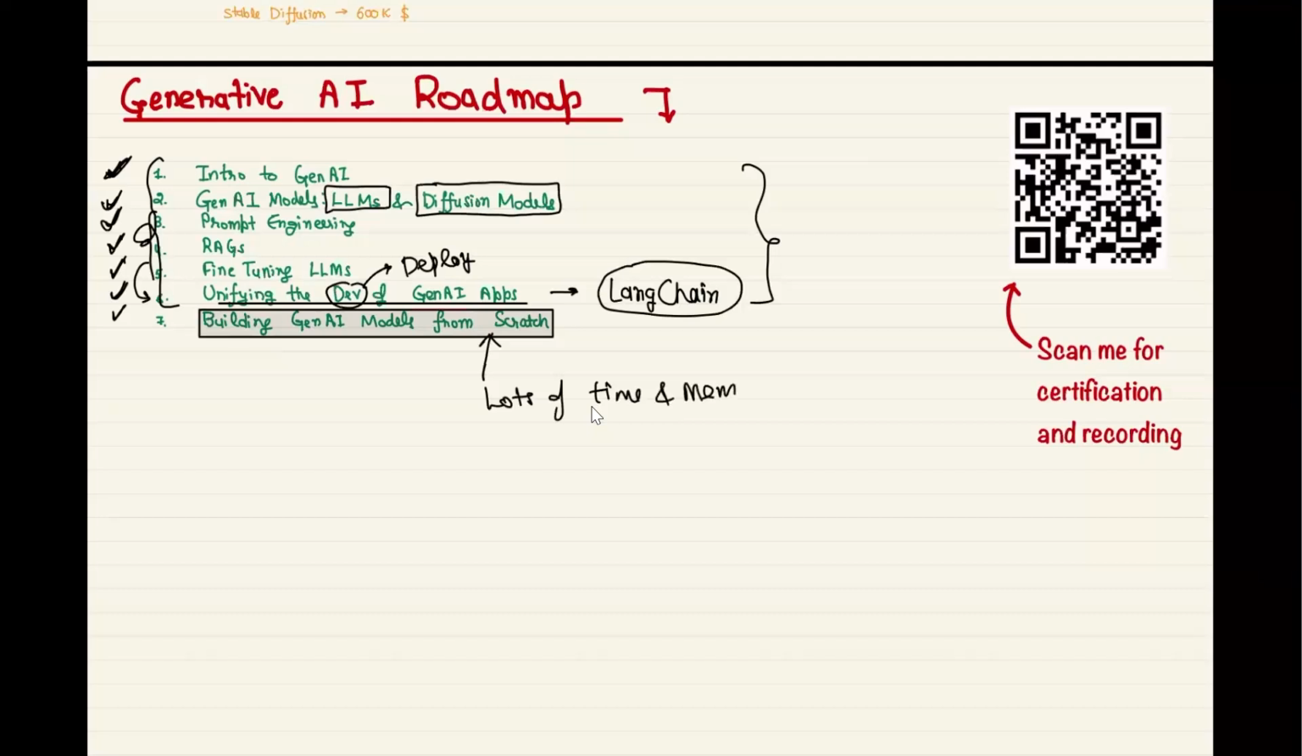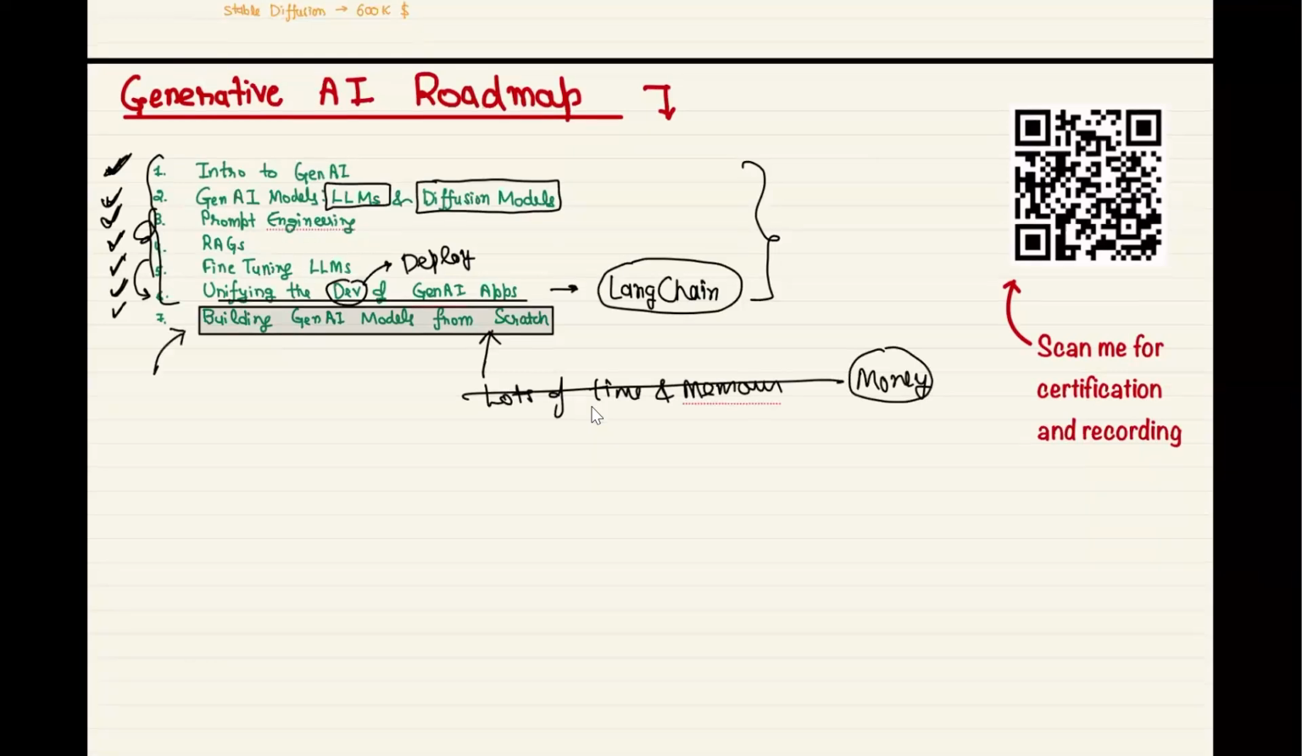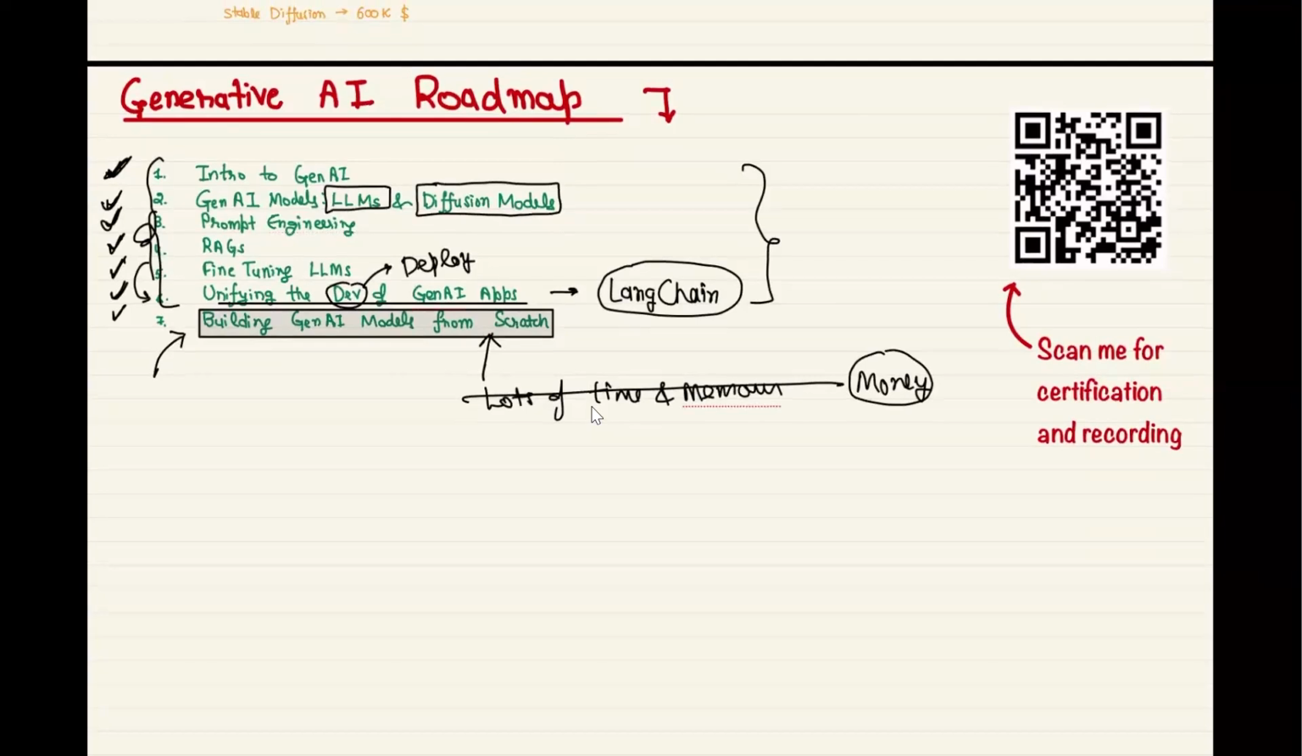And if you want to solve this problem of lots of time and memory, what is the only thing that can solve it? Money. A lot of money is required if you really have to build generative AI models from scratch. Since it requires so much money, can you tell me, is this a good idea as a fresher, as a person who is starting to learn generative AI technology? No, right?